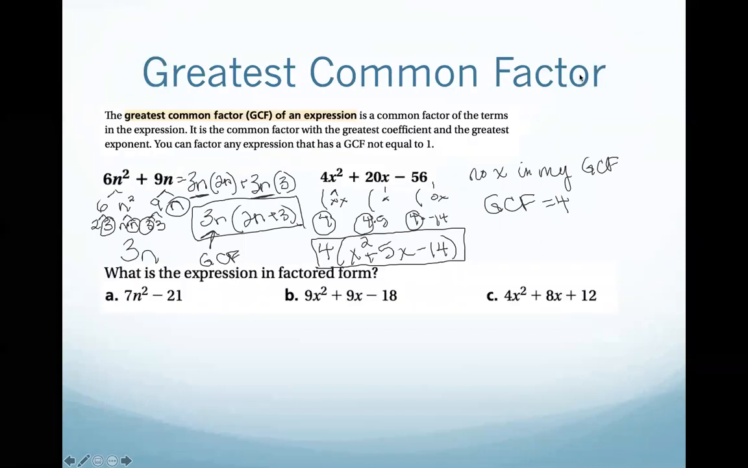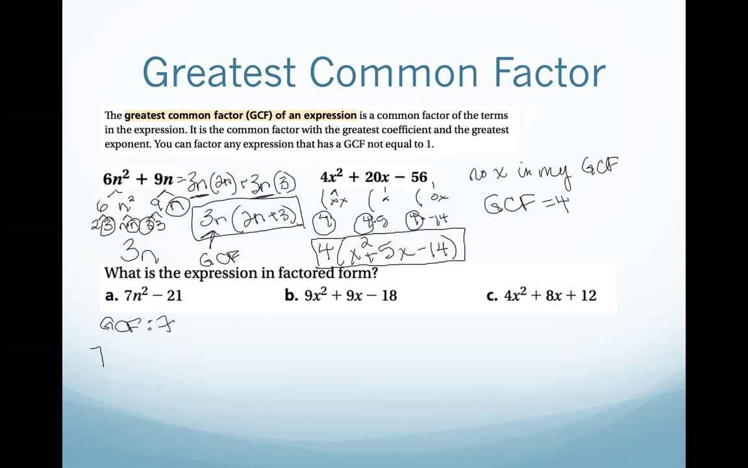Okay. So in part A here, we're looking for the greatest common factor first. There's only one term with an n, so the n is not going to be in our greatest common factor. It's just going to be a number. If I look at 7 and 21, they both have a factor of 7. So my GCF here is 7.